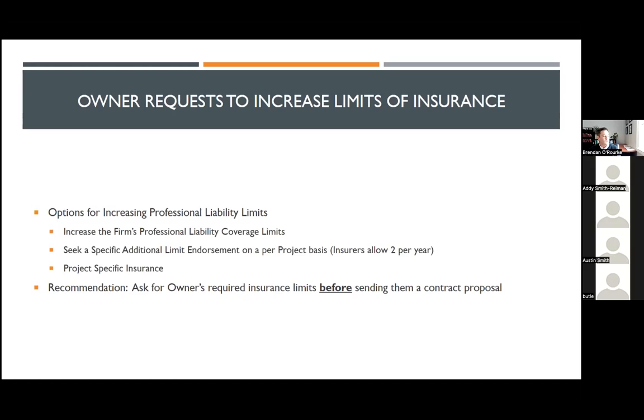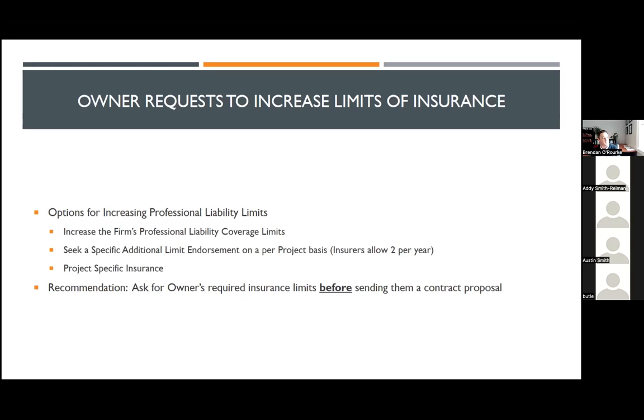Most of you do have options to increase insurance limits. They're expensive. If you have a $1 million policy and the owner wants a $2 million policy, you can upgrade your policy from $1 to $2 million across all projects. But that's expensive. You can talk to your broker about getting a specific endorsement for that project or specific project insurance. But oftentimes you only get allowed 1 or 2 of those a year. And again, those are expensive.